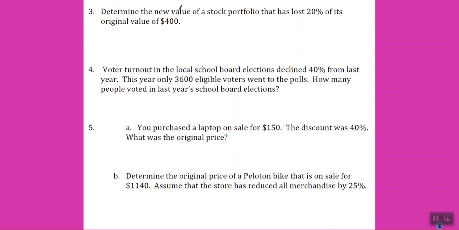So we're going to determine the new value of a stock portfolio that has lost 20% of its original value of $400. So first we need to find our decay factor. So 100 minus 20% would be 80%, which would give us a decay factor of 0.80. We would take our original value, 400, multiply it with 0.80, which means it now has $320.